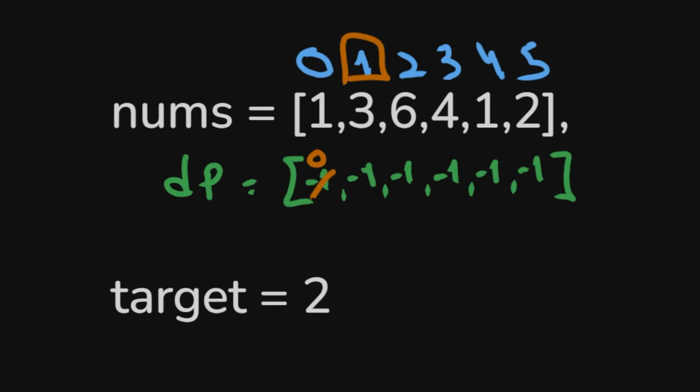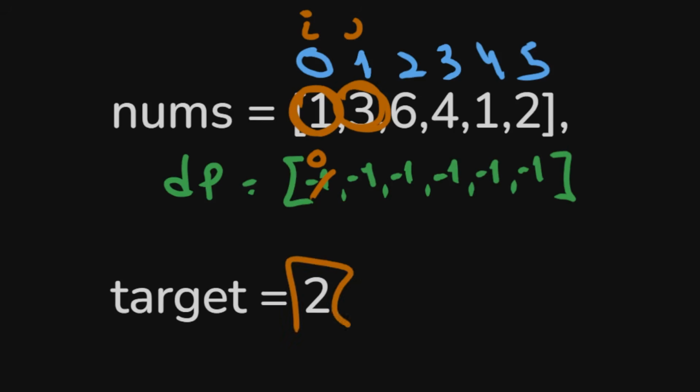So next we can continue with index 1, and we will say that here we have a J pointer. So what do we put here? What's the maximum number of jumps to reach index 1? Well, for this we can go through previous indices, which means that we can have an I pointer and we are going through each index up to the J pointer. So now we are looking at this scenario. We are checking if we can jump from this index to this index. Here the difference between these two numbers is 2, which is equal to the target. So we can do the jump.